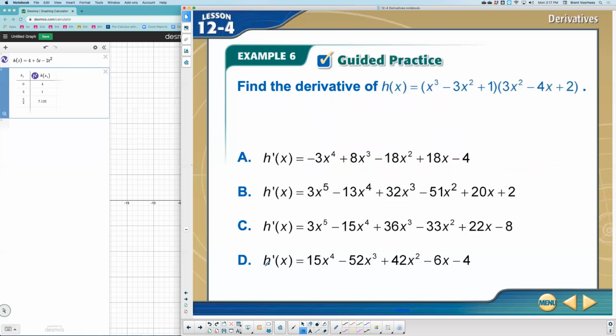All right, now that I've shown you two, I'm going to allow you some time to find the derivative of h of x shown here. Pause the video. I'm sure you'll need more time.